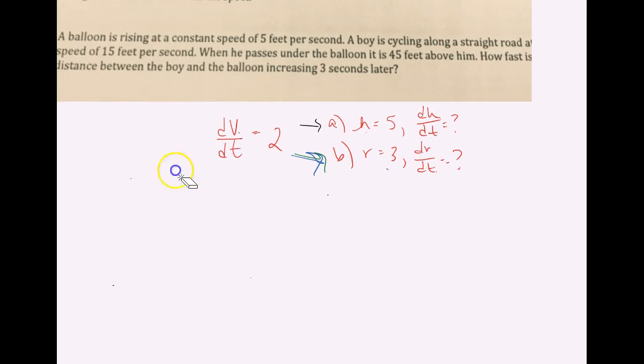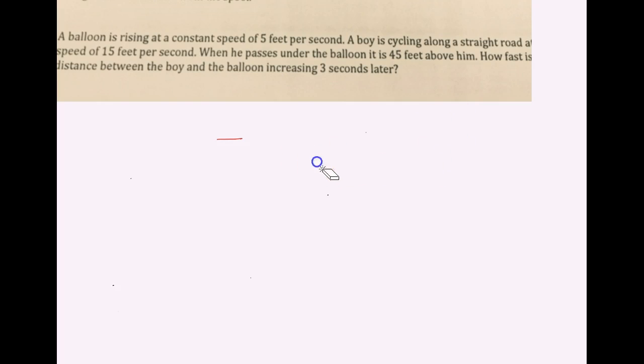Okay, so now we're on 6, which is the one that you see right here. We've got a balloon rising, and it's rising at a constant speed of 5 feet per second. So here's my balloon going up. A boy is cycling along a straight road, so he's going to be under the balloon. And I'm going to have him cycling this way. It doesn't matter which way, but I'm going to make him go this way. And he's 15 feet per second. Okay, so I've got 2 rates right now.